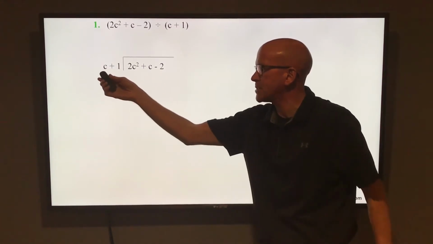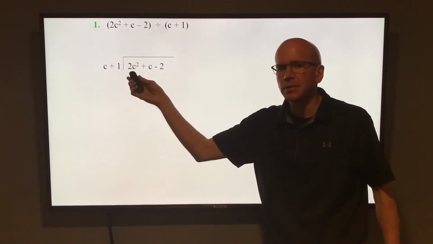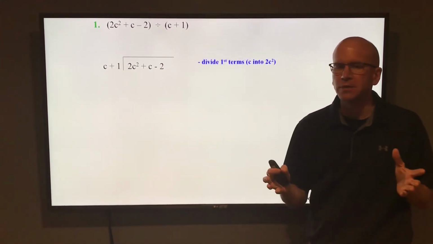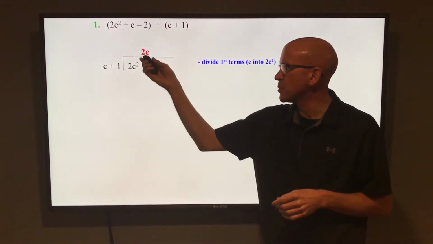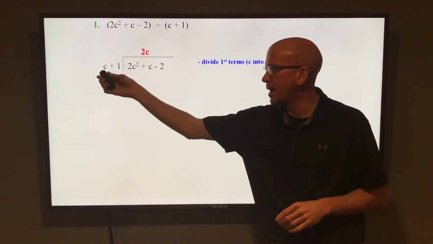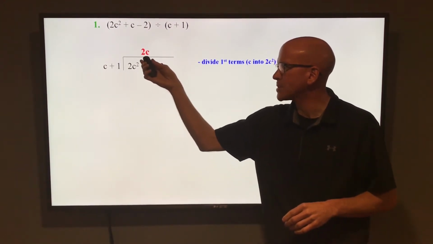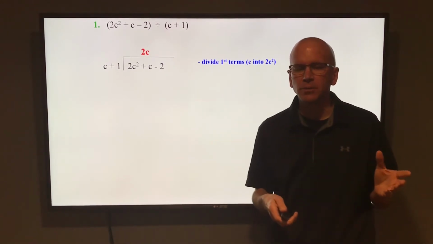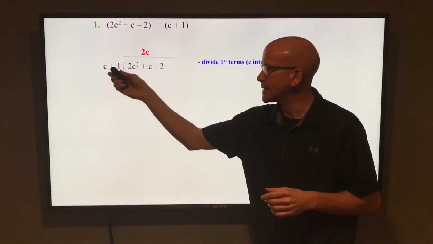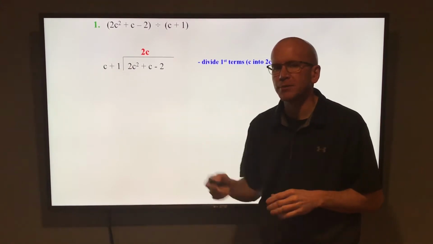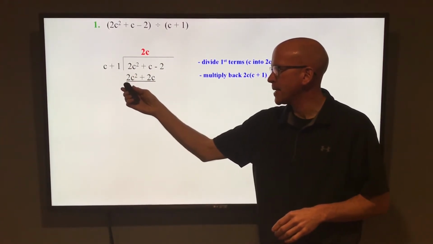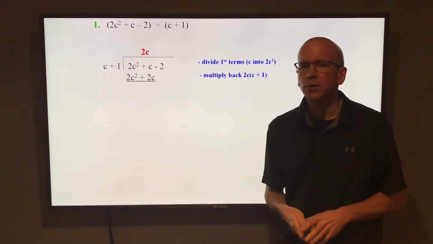So you're only dividing c into 2c squared. So just divide the first term c into 2c squared, or 2c squared divided by c. That is going to be 2c. Now, since you're dividing by 2 terms, write that over the second term. Once you get that term up top, just like long division with numbers, you multiply back. Take 2c times c plus 1 with the distributive property. So 2c times c plus 1, that is going to be 2c squared plus 2c.